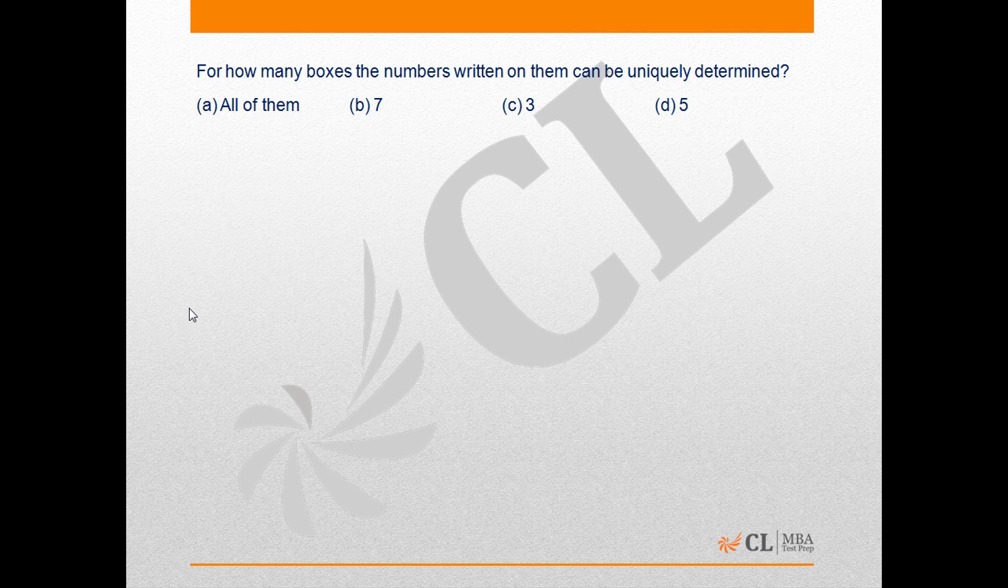In the next question we have to find for how many boxes the number written on them can be uniquely determined. There are 4 boxes on which number written can be determined uniquely, and these boxes are E, F, G, H, I. Therefore option D is the correct answer.